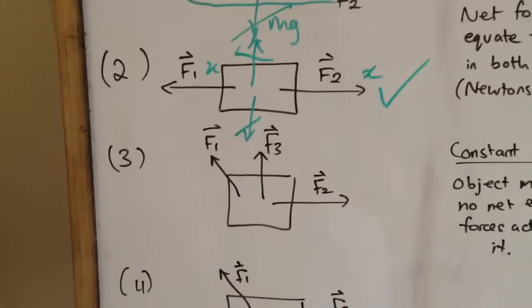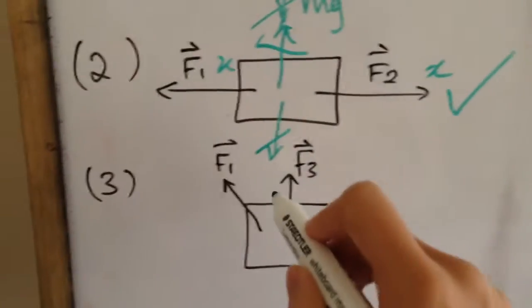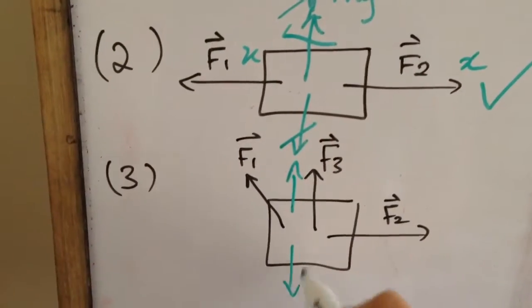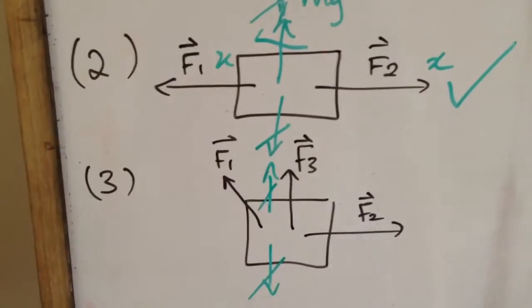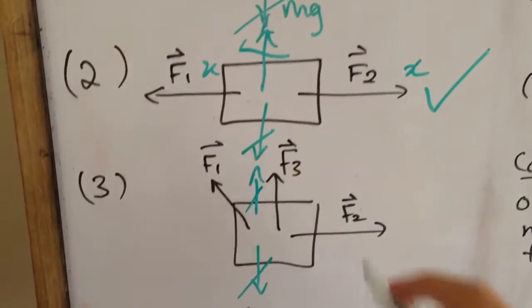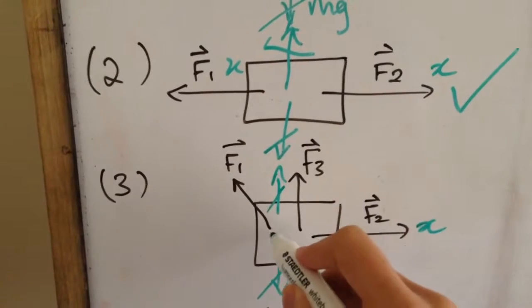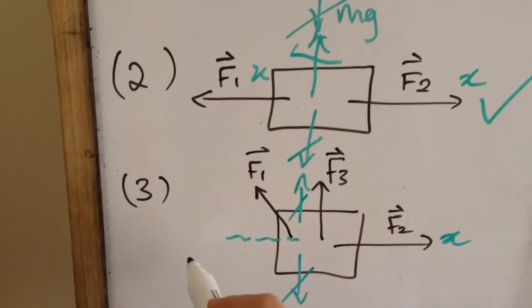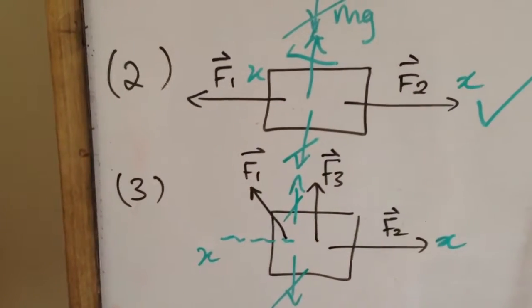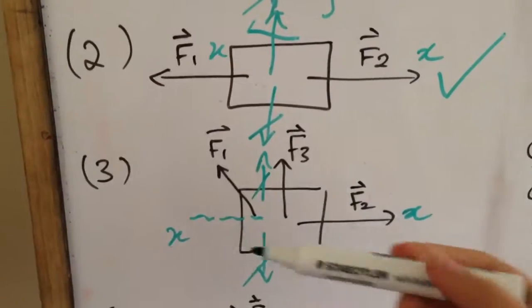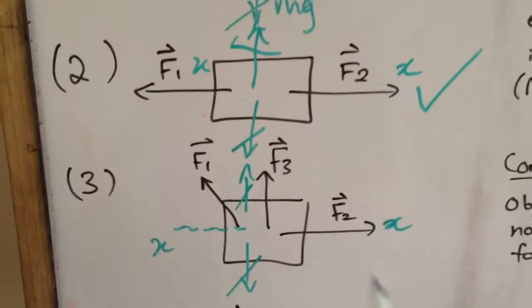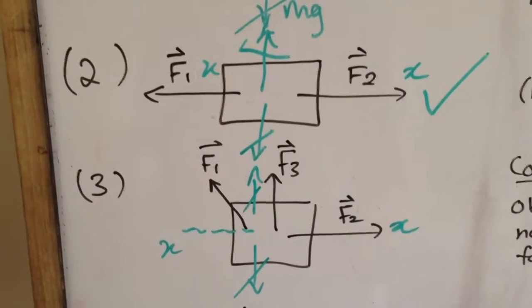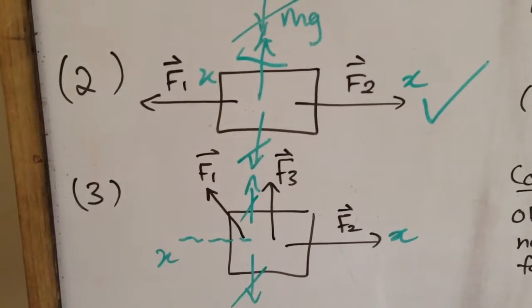Okay, and now let's have a look at the third situation. So again, we know we have the normal force and the gravitational force because it's on a surface, but we don't need to worry about them. So let's have a look in the x direction. In the x direction we have this, and we also have a component of the F1 vector. So it is potentially possible, because this is in the opposite direction to that force, that these forces do cancel and the net force in the x direction is zero.